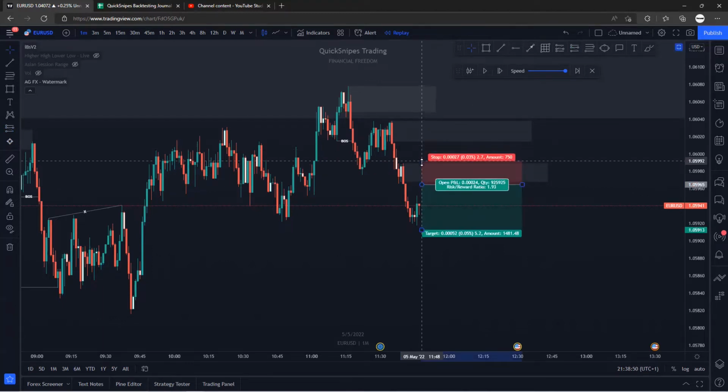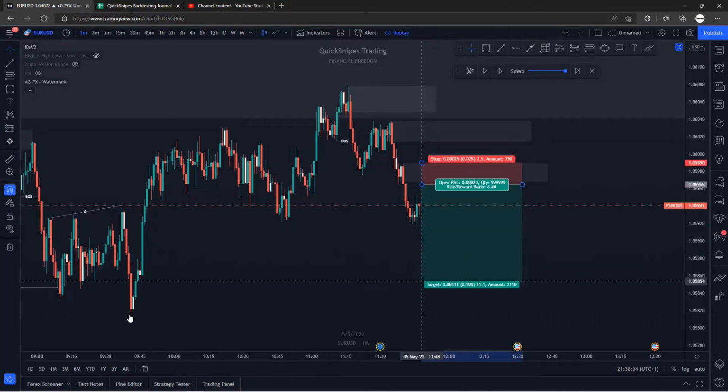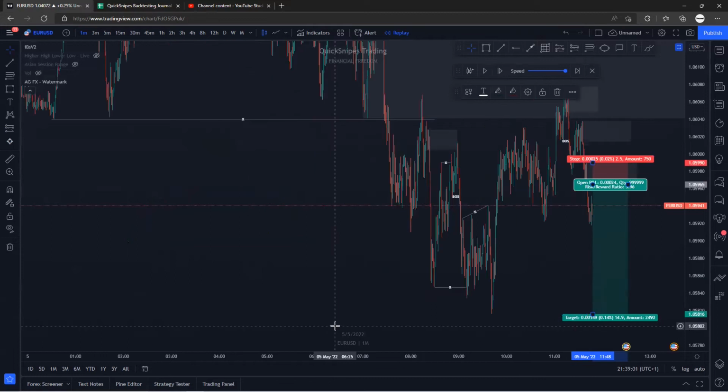I believe we did actually take this trade midweek. Target. Yeah, it's a 3.4 risk to reward. I'm going to be a bit ambitious with it and see where liquidity lies.